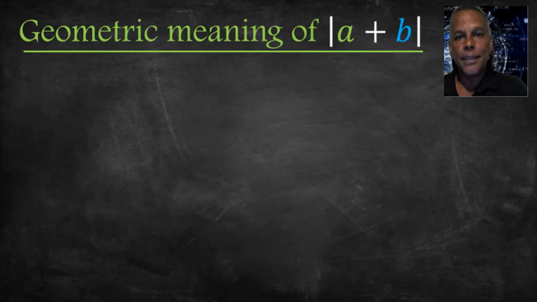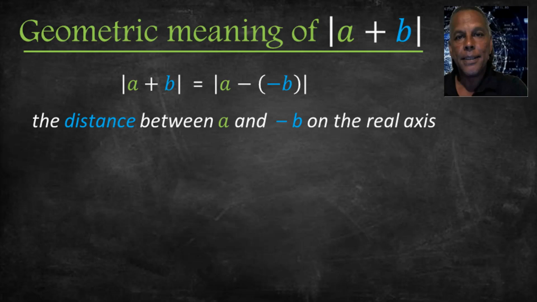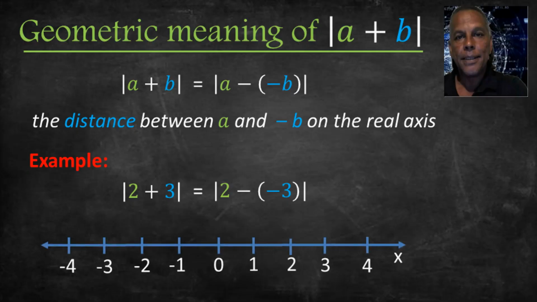Let's look at the geometric meaning of the mod of A plus B. We can rewrite the mod of A plus B as the mod of A minus negative B. Then, by our previous definition, the mod of A plus B is the distance between A and negative B on the real axis. To take an example, the mod of 2 plus 3 equals the mod of 2 minus negative 3. And since 2 and negative 3 are 5 units away from each other on the real axis, this equals 5.